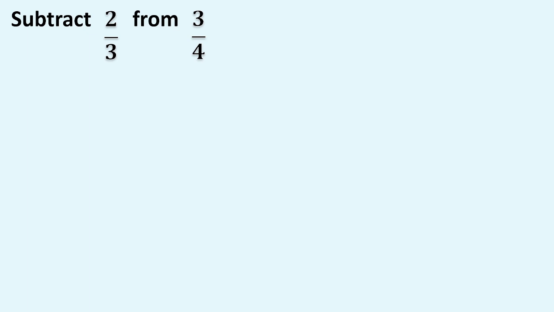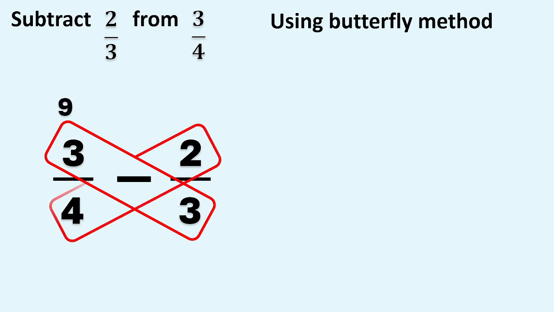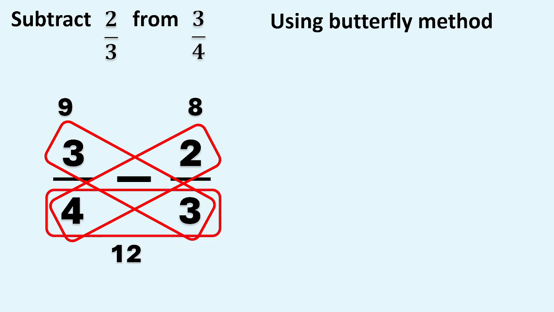Let us solve this. Subtract 2/3 from 3/4 using the butterfly method. These fractions are dissimilar fractions because they have different denominators. So 3/4 minus 2/3. First, multiply the numerators and denominators diagonally. We have here 3 times 3 equals 9. Next, 2 times 4 equals 8. Multiply the two denominators. We have here 4 times 3 equals 12.